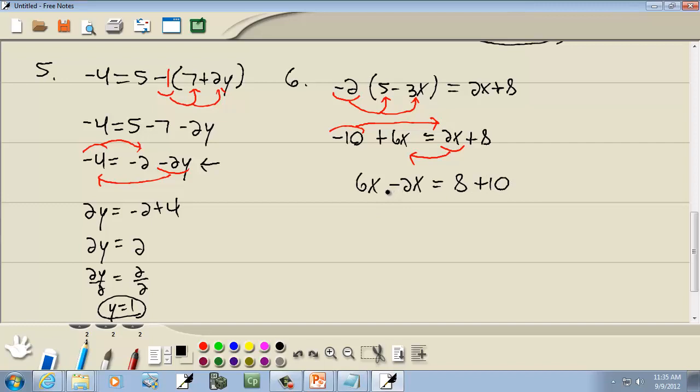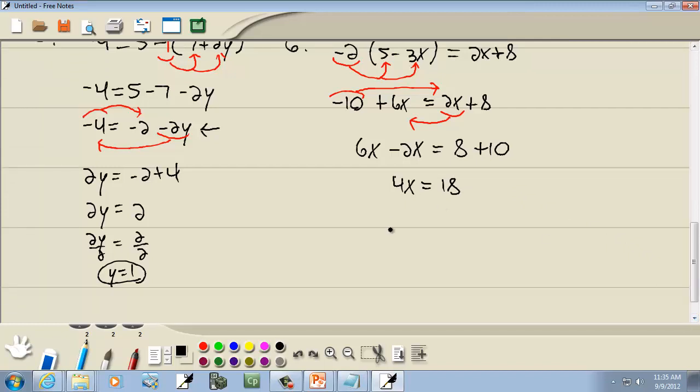Combine together like terms at any step. Like terms, same variable, same power. 6x minus 2x is 4x. And combine together numbers. 8 plus 10 is 18. Last step. Divide both sides by a number in front of your x. So we're going to divide both sides by 4. And the 4 is going to cancel here. And we got an x.